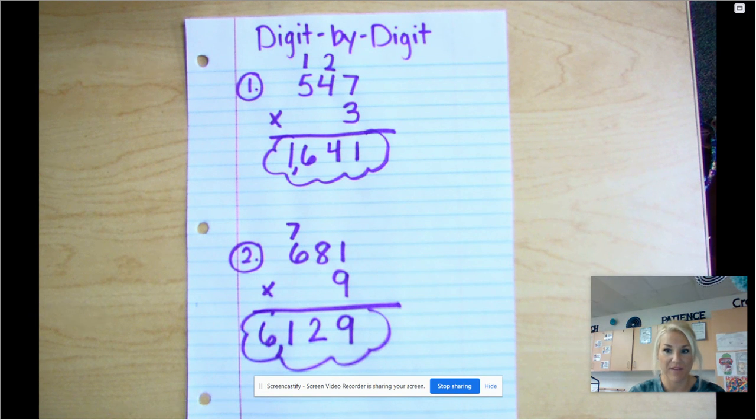Hopefully we grasp this really fast and we can move on to 2 by 2 digit multiplication. Good luck, you guys. Let me know if you have any questions.